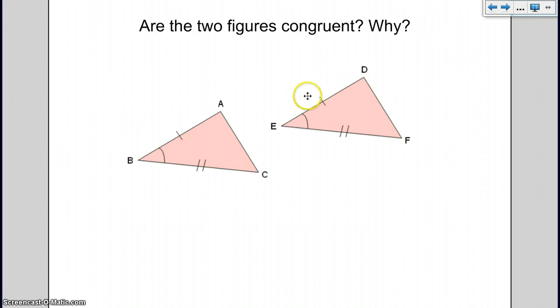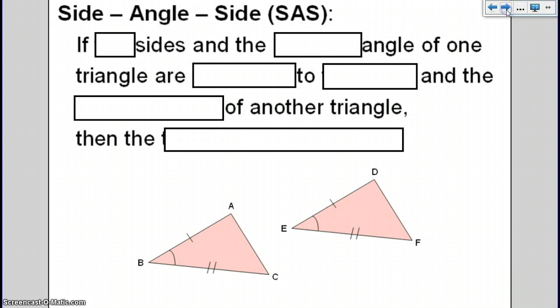Are the two figures congruent, and why? They sure do look the same. I have a side here, I have an angle here, and I have a side here, which means I have three parts that are congruent, but I don't have three sides. Let's look more into that. See how I have a side, an angle, and a side? This is the SAS theorem.